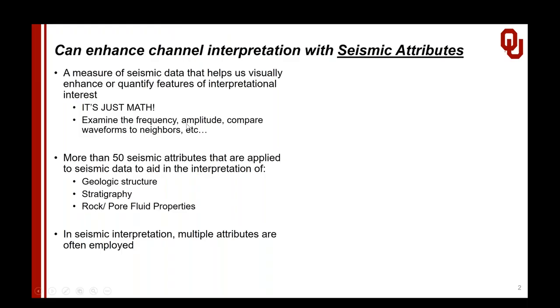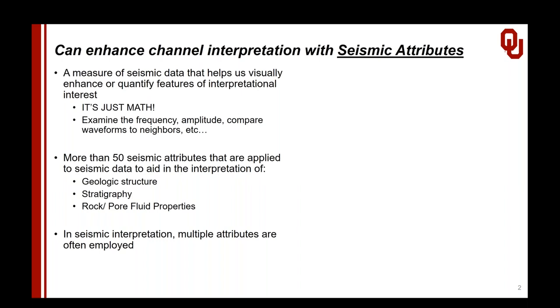So I just want to get started with not assuming that folks are familiar with seismic attributes, and what they are pretty much just math. Seismic data is this beautiful wiggle, and many wiggles over a 3-dimensional space. With seismic attributes we can analyze, instead of just the seismic signal itself, the frequency and the amplitude. We can compare one waveform to its neighbors. All sorts of fun math can be done.